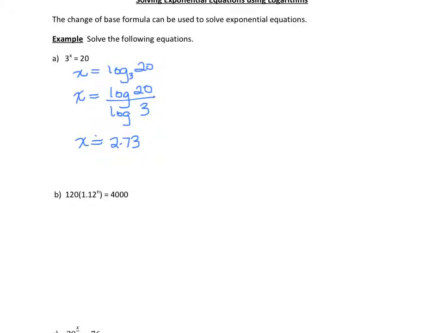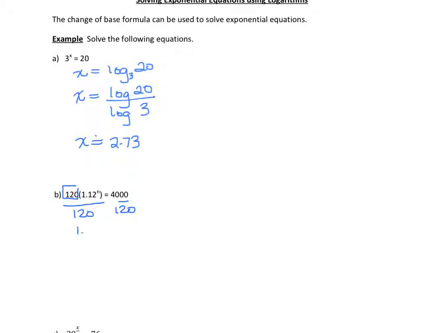Now the next one's just slightly different because we have this number in front. Otherwise it looks pretty much like the last one. When that happens, and it often will, especially in your application questions, next lesson when we work on word problems, there will almost always be a number in front of the brackets like this. So in that case, the first step is to divide that out on both sides. So divide both sides by 120 in this case.